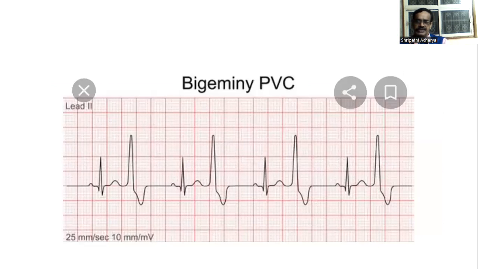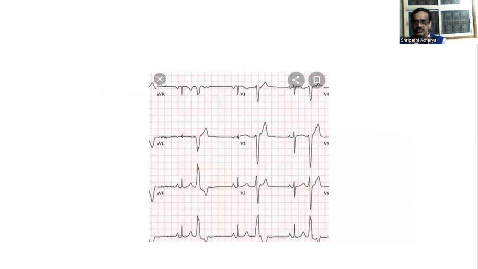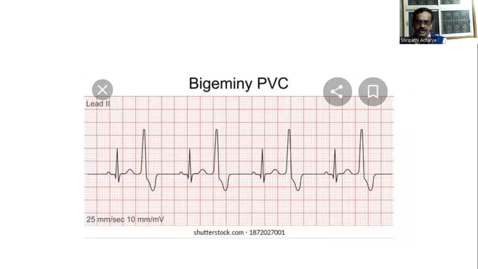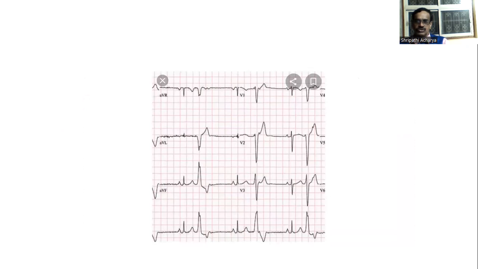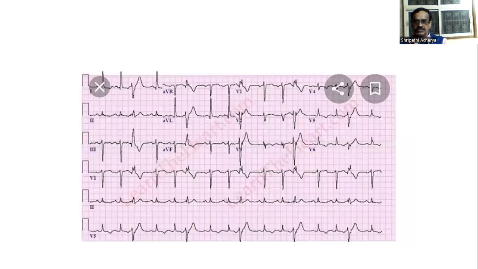There is a bigeminy. Every second beat is wide and bizarre and of ventricular origin. This is ventricular bigeminy. Also the same: every second beat is wide and bizarre. The ventricular bigeminy. Every second beat is an extra beat, a VPB, from the ventricles. This is also a case of ventricular bigeminy. Every second beat is a VPB.